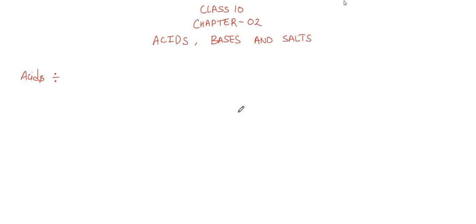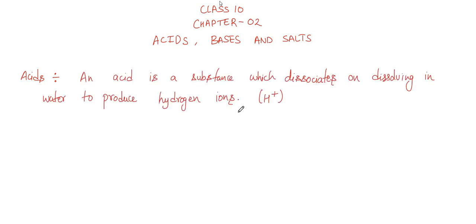So what is an acid? We all know from grade 7 we are learning that acids have a sour taste, and acids turn blue litmus to red. So these are some properties of acids, but if anyone tells you to define acid and you are a grade 10 student, this is not the proper definition. An acid is a substance which dissociates on dissolving in water and produces hydrogen ion. What is hydrogen ion? H plus. So I am repeating that an acid is a substance which dissociates on dissolving in water to produce hydrogen ion.